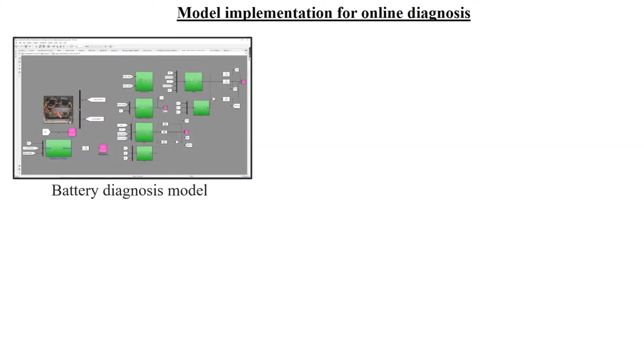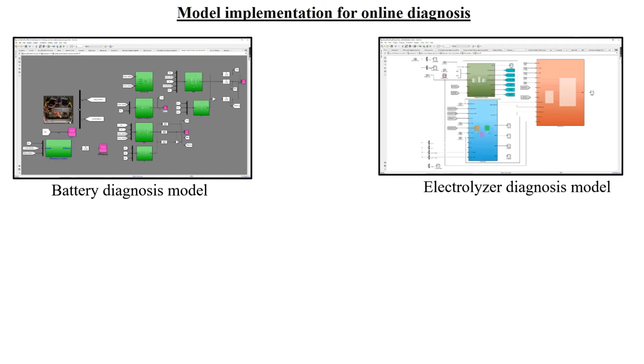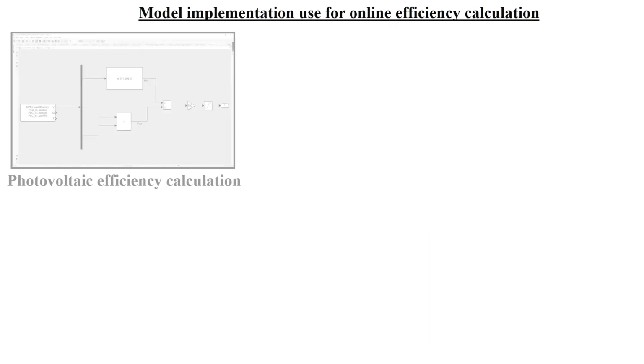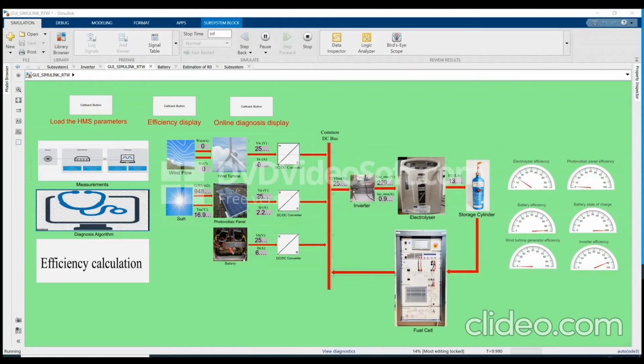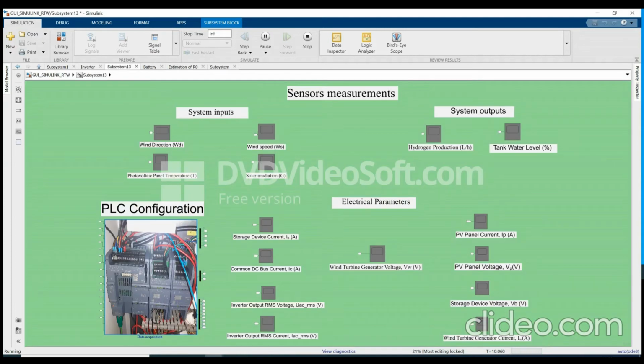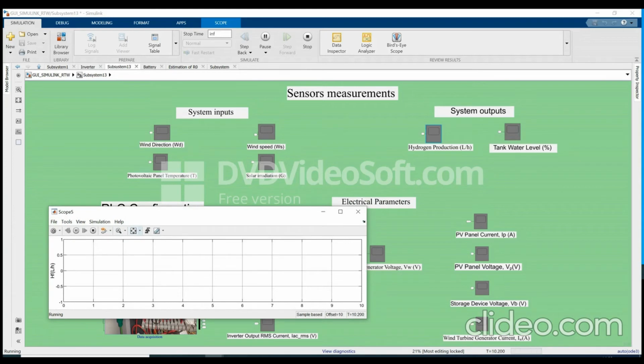This GUI incorporates all HMS components model used for online diagnosis. These blocks represent the efficiency calculation deduced from the developed models of each component. Here is the GUI in operation in real time for platform supervision. Using this GUI, one can monitor the measurements of different sensors.